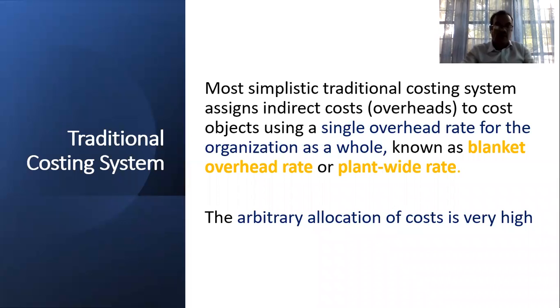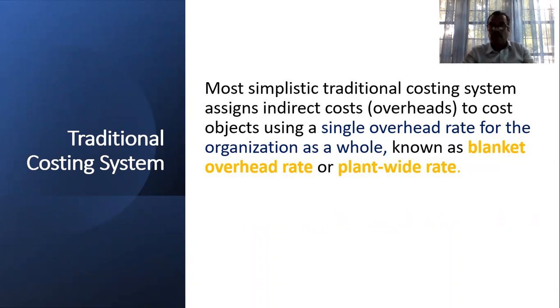Yeah, plant-wide. So plant or department, the blanket one. So number one, single pool means single overhead. Plant-wide means we have different plants or departments.